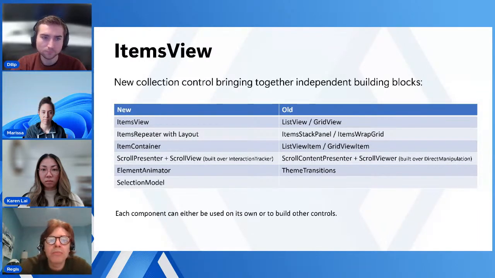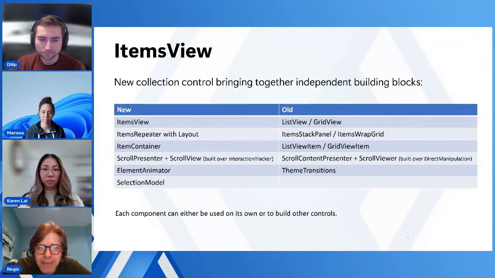Another pluggable component that is used by the items view is the element animator, which allows you to animate the individual items as the collection changes. And it also makes use of a UI-less component called the selection model, which keeps track of the selection status of all the individual items in the collection.